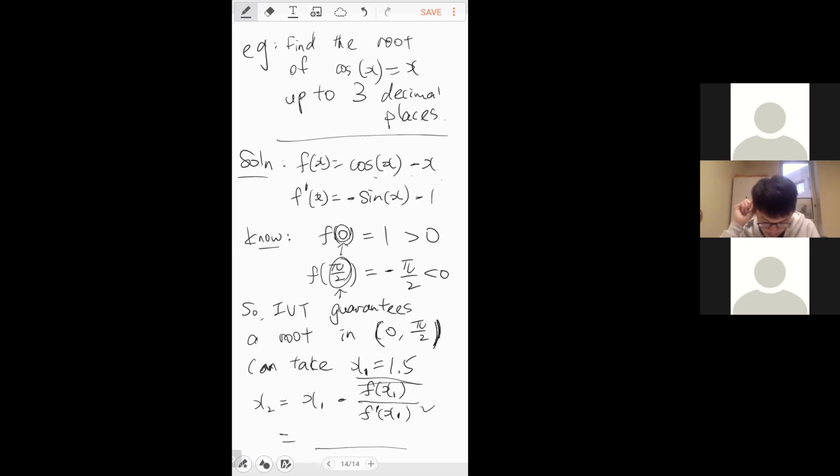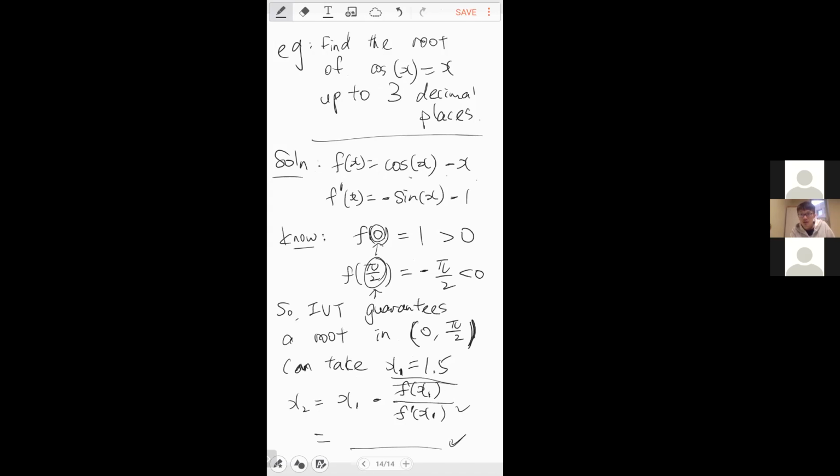Okay, so you stop the process when the last two approximations you get agree up to 3 decimal places. Otherwise, you have to keep going. As I say, I do not have this in my notes, but that's the idea. So just plug in 1.5 and then keep doing that over and over again. Any questions?